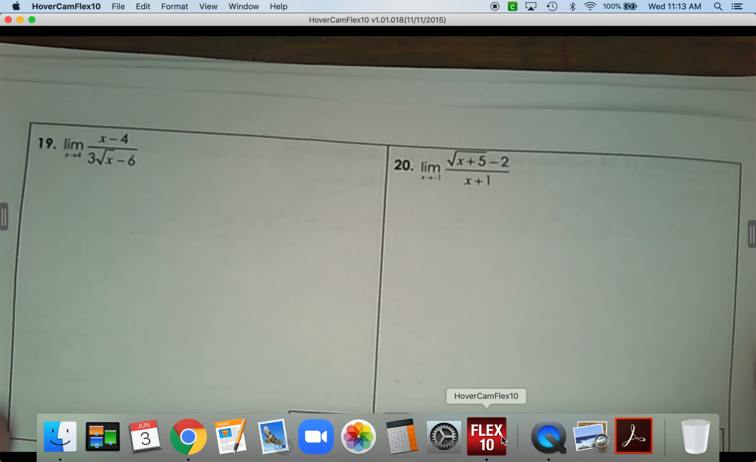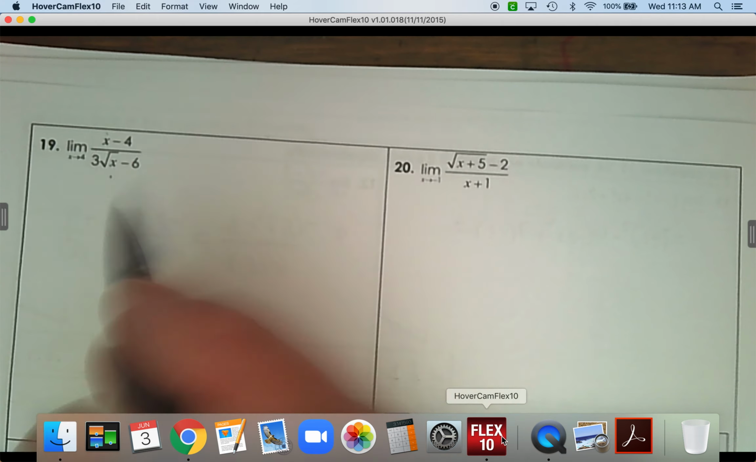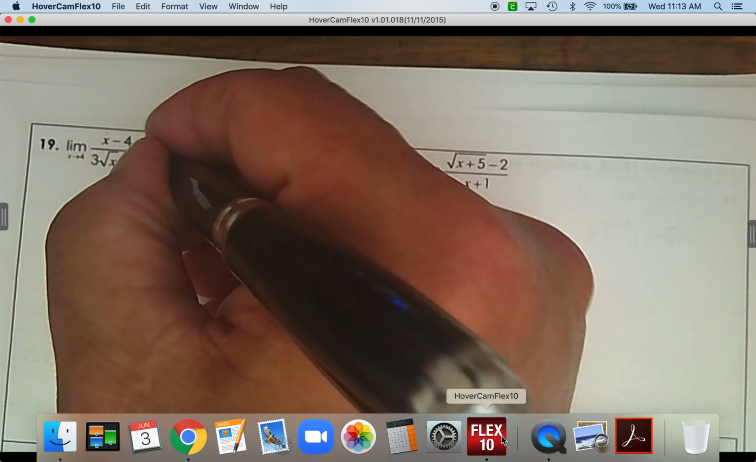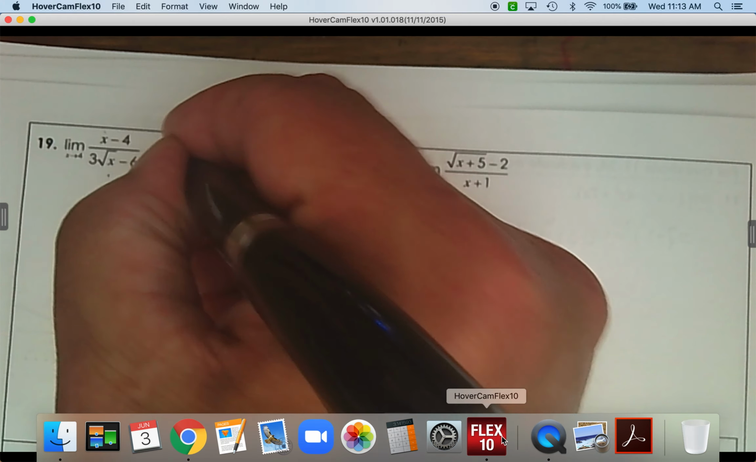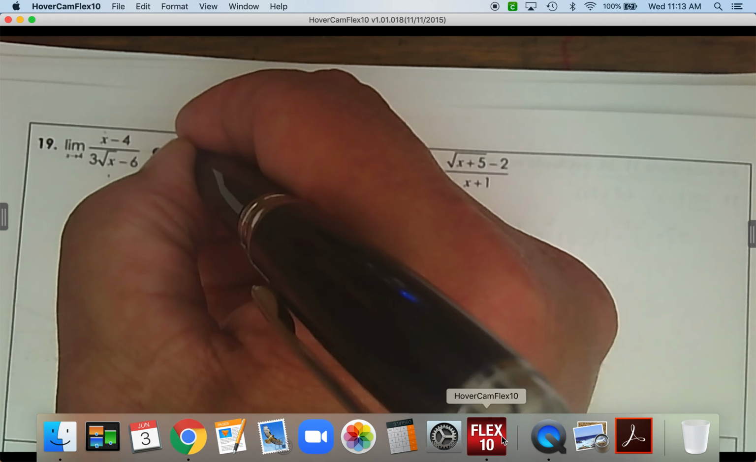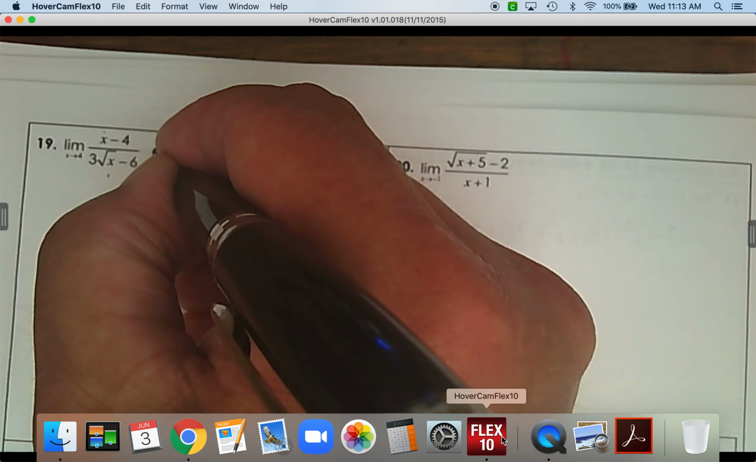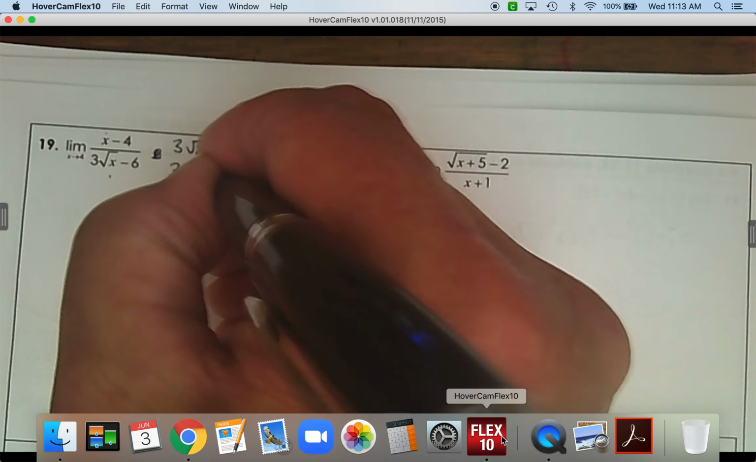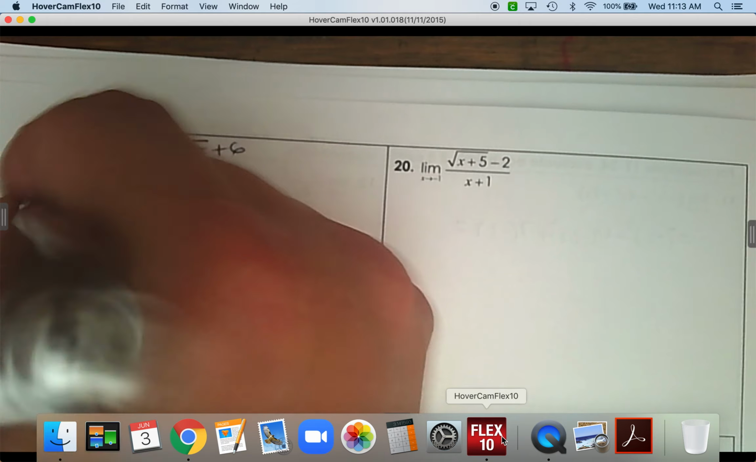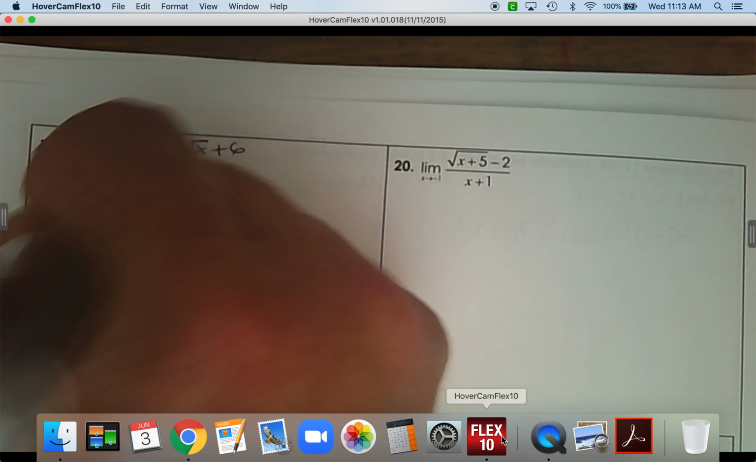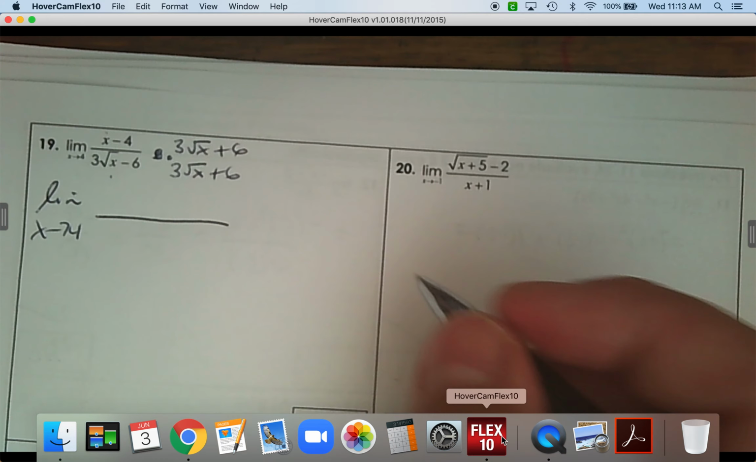Number 19, again, evaluating a limit. In this one, we're going to evaluate it first by plugging in 4. Well, when we plug in 4, it is indeterminate. So we're going to simplify this using the conjugate. So that's 3 root x plus 6 and 3 root x plus 6, top and bottom. So I'm going to write the limit notation. And then I'm going to simplify it.